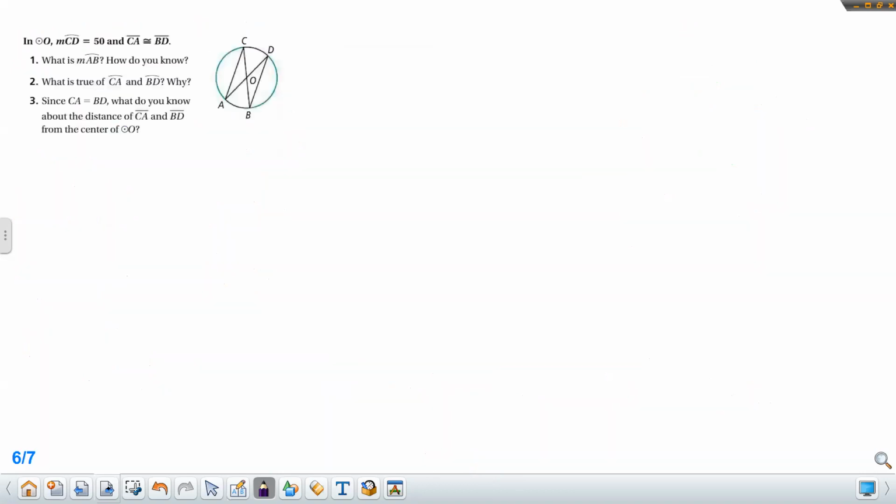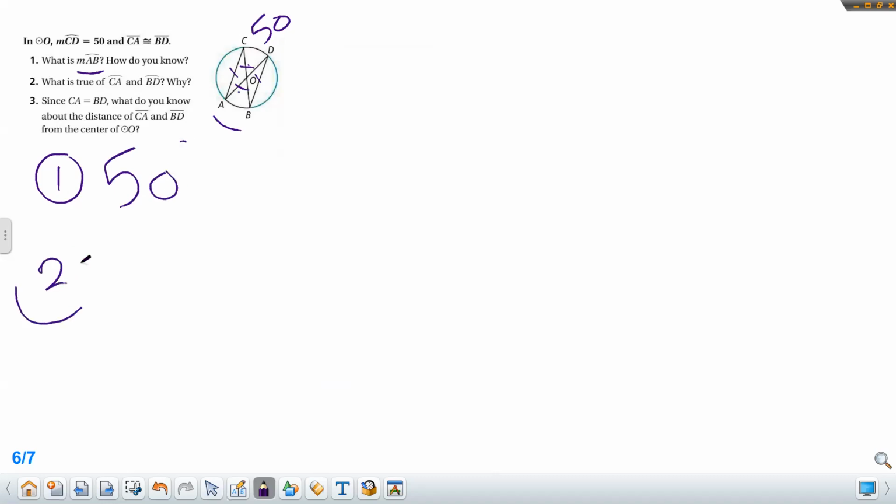Next exercise. In circle O, measure arc CD equals 50, and CA is congruent to BD. This chord is congruent to this chord. Number 1. What's measure arc AB? It's easy. We know that measure angle COD equals measure angle AOB, because they are vertically opposite angles. So you have two congruent central angles, so the opposite arcs are congruent. So measure arc AB equals 50.